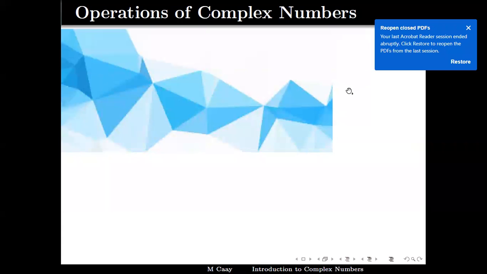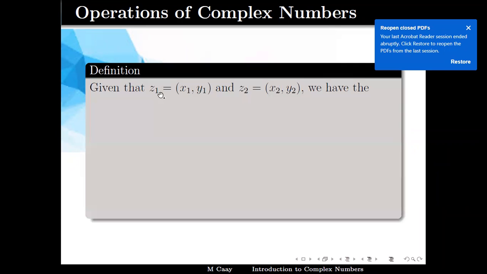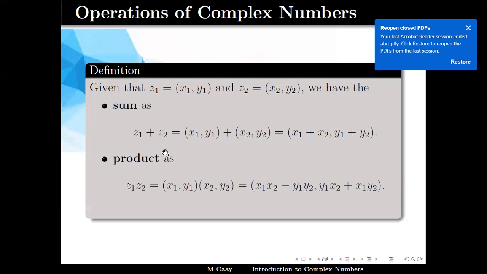Now, of course, in the set of complex numbers, we have binary operations. So define the binary operation as this one. Given that you have two complex numbers, z1 and z2, we have the sum as z1 plus z2. So of course, we are going to get the sum of these ordered pairs. So this is the answer, this is the sum. Now, if we have to get the product of z1 and z2, then we will get this here.